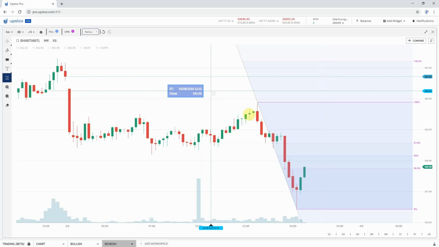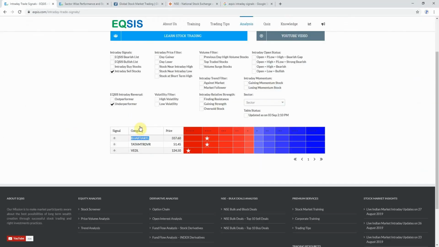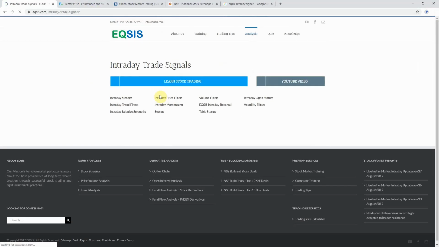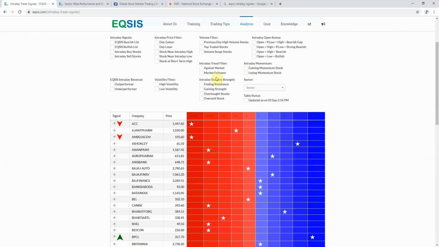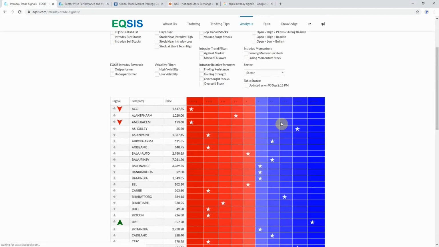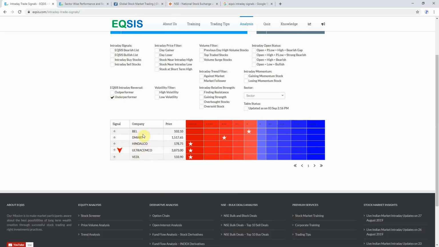if a stock continues to be an underperformer, when you see the stock trading around 61.8%, go to EQSIS and then refresh the page. But this is not the time. You have to wait for a while, let the price go to 61.8% and just refresh that. When you refresh it, make sure that the time is slightly near to your location. It's not real time, but still you can refer to this. And what you can do is check out the underperformer, make sure that you get the stock.